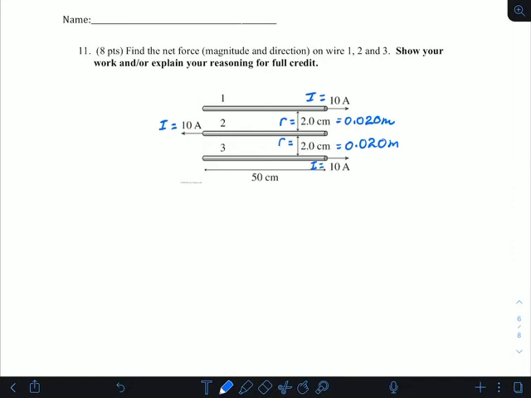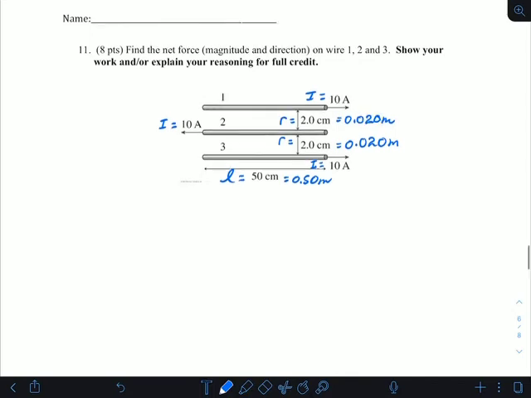And then they all have a length L, which is 50 centimeters, which is half a meter. We're asked to find the net force on each wire. So let's take a look carefully at wire 1. There's going to be a force on wire 1 due to wires 2 and 3. So let's look at the net magnetic field.